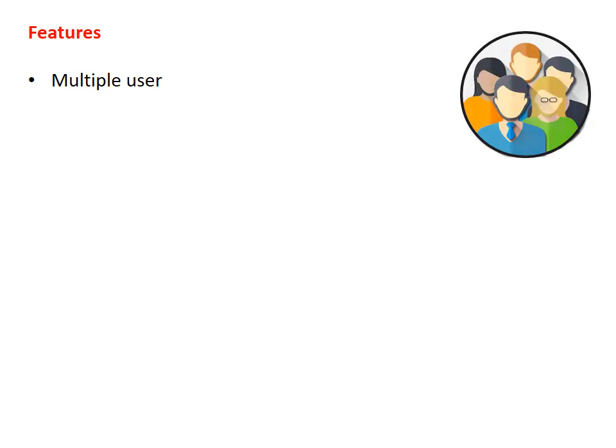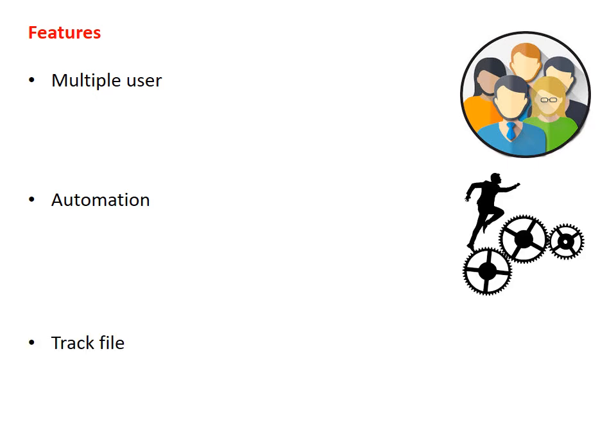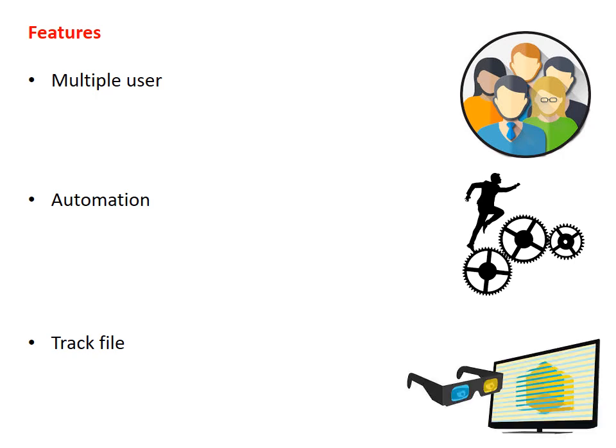Features of version control. Multiple users: version control helps a team to develop the project better. Multiple users work on the same file without any worry about duplication of the file or overwriting the file. Automation: version control is used to integrate with simulation, verification and synthesis systems. Track changes: through version control, it is easy to track the changes of the file.